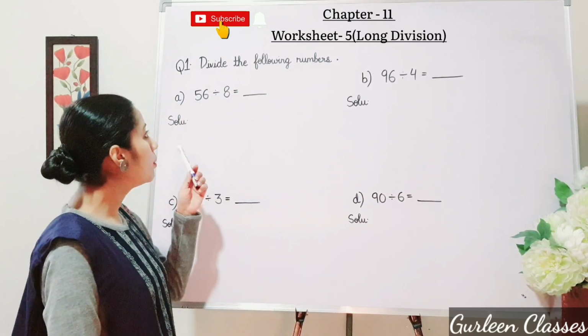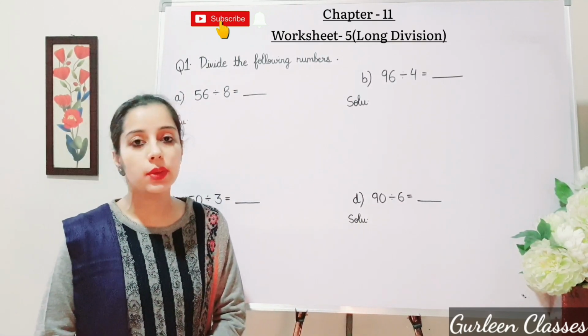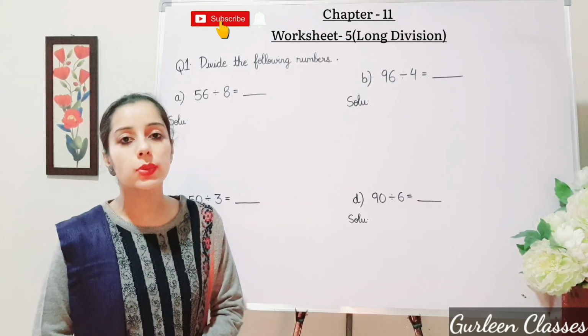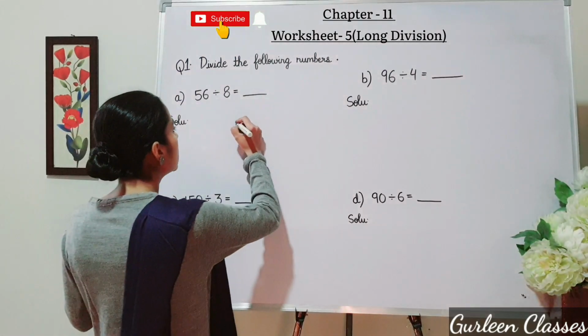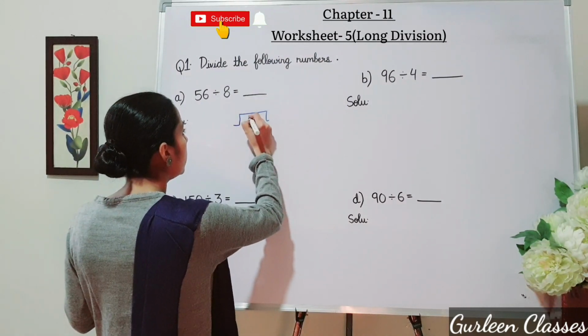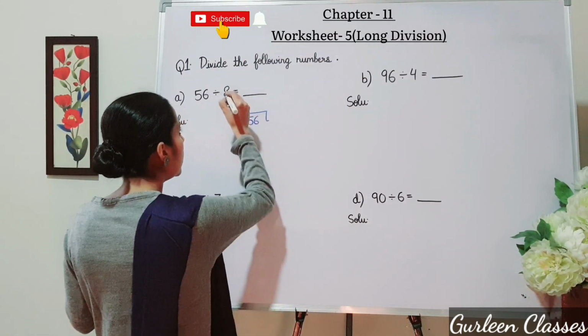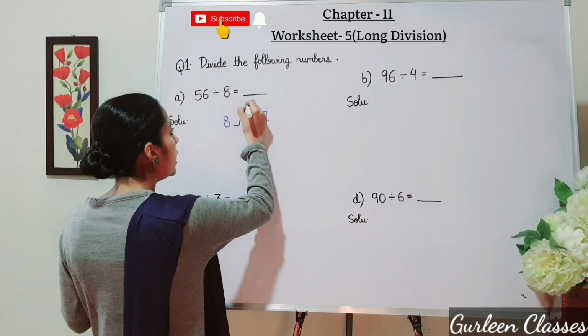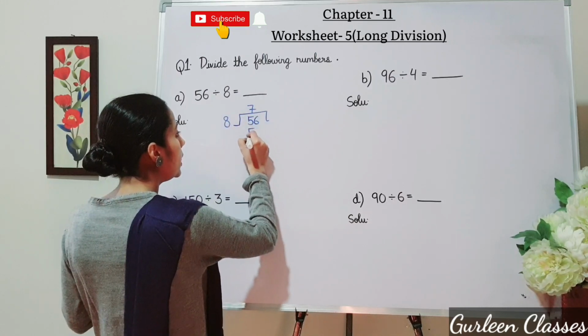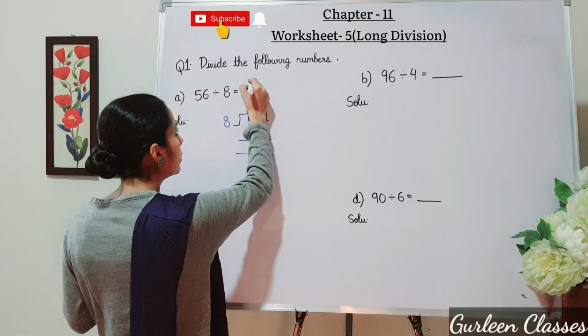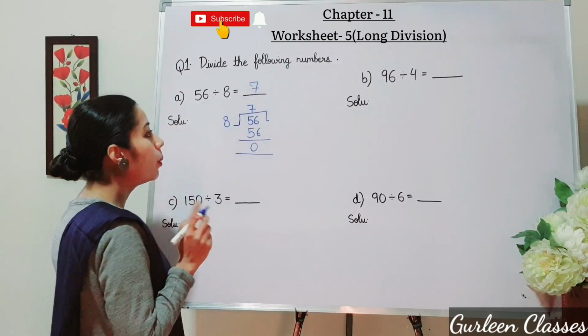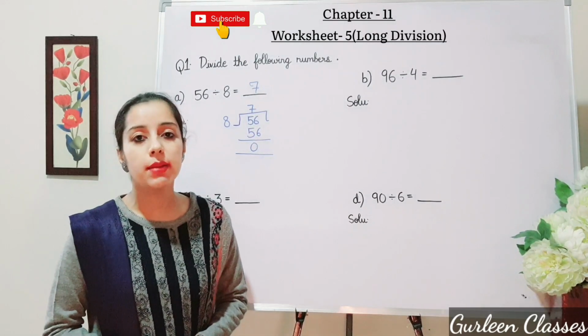A part, 56 divided by 8 is equal to. We have to solve these questions by long division method. So let us divide this. So 56 is the dividend and 8 is the divisor. 8 sevens are 56 and remainder is 0. So write here 7.